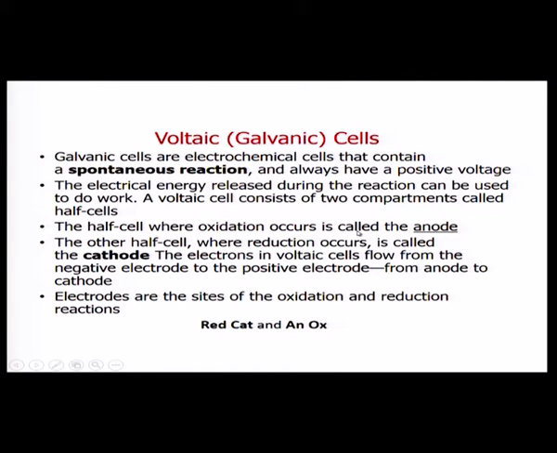The half cell where oxidation occurs is the anode. The other half cell where reduction occurs is the cathode. The electrons in a voltaic cell flow from the negative electrode to the positive electrode, that is, from anode to cathode. The electrodes are the sites of the oxidation and reduction reactions. So, always at the cathode reduction takes place and at the anode oxidation takes place in the voltaic cell.